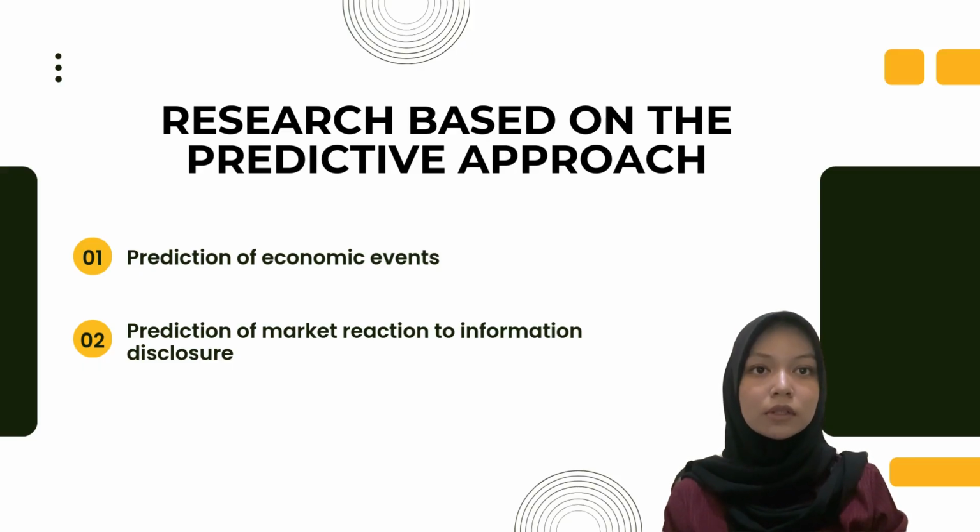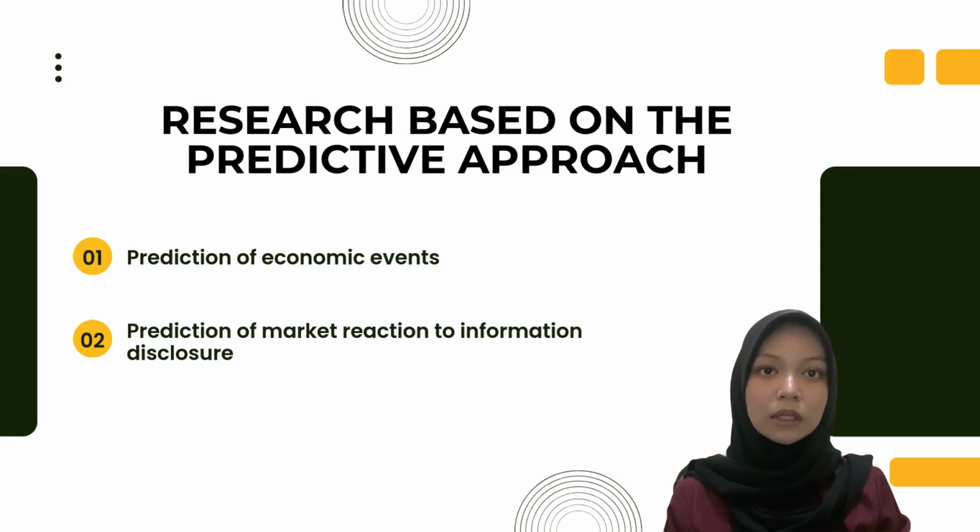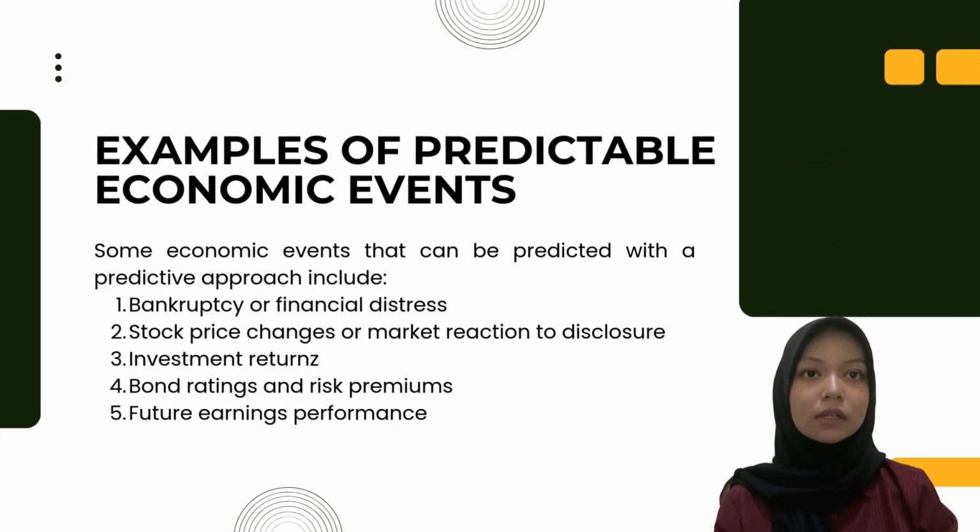The second stream focuses on the ability of accounting data to explain and predict market reaction to information disclosure. That is, how the market, specifically stock prices, respond to financial information announced by companies. This reaction can be observed through movement in stock price or trading volume following earnings announcements, changes in accounting policies, or other important information disclosures. Both streams emphasize the importance of accounting information not only as a reporting tool, but also as a basis for strategic economic decisions.